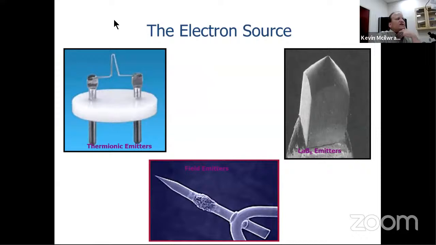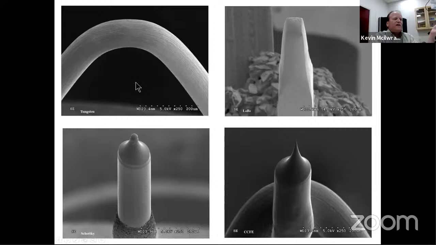As far as electron sources, we see thermionic emitters like tungsten, LaB6, and field emission. And here's a scanning microscope view of what each of those look like. You can see the cold field emission is a very fine point. This tapers down to less than 5 nanometers, so it's a very small source size. Whereas you can see the Schottky, which is thermally assisted field emission, is actually much more blunt.